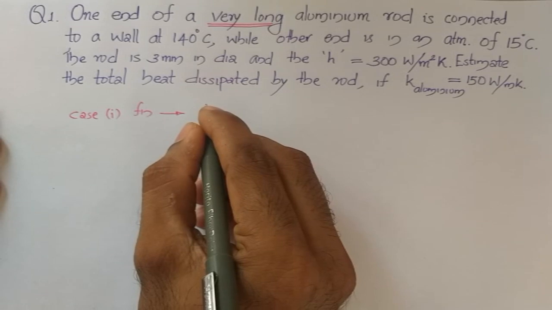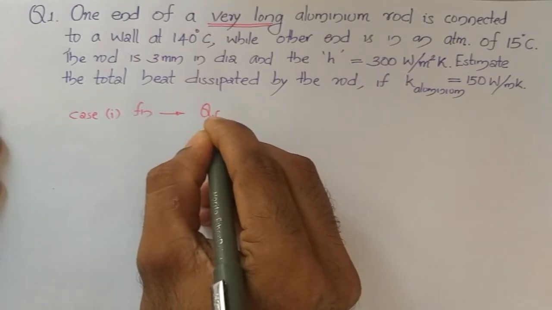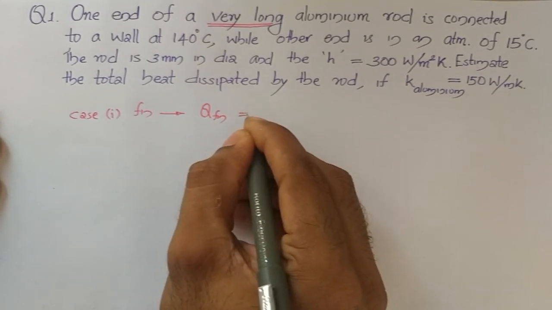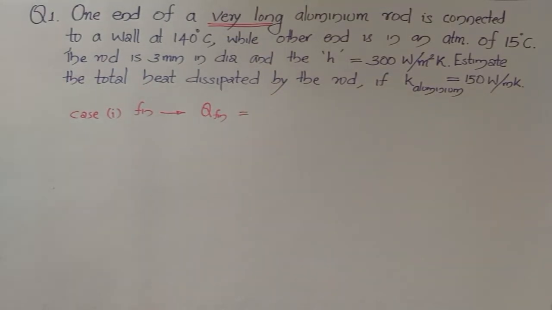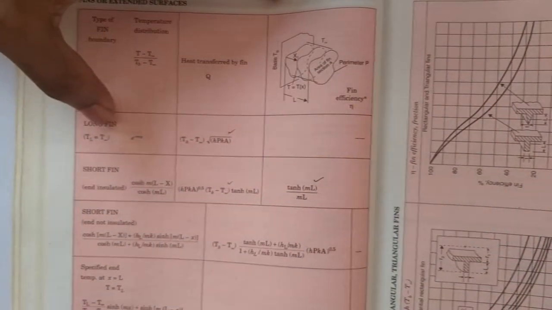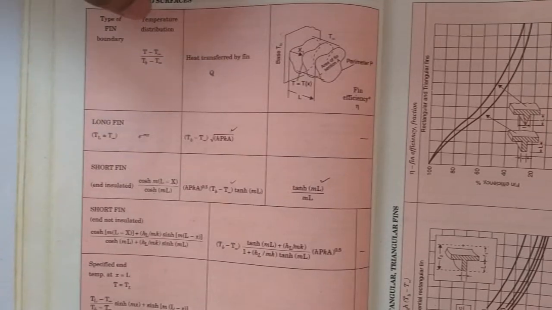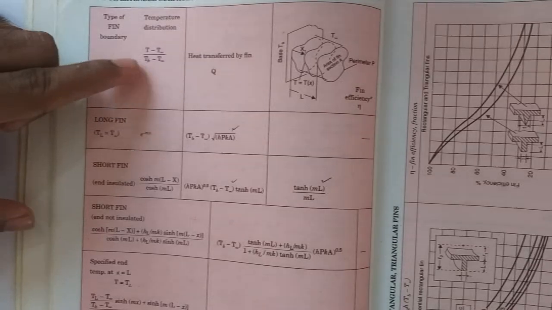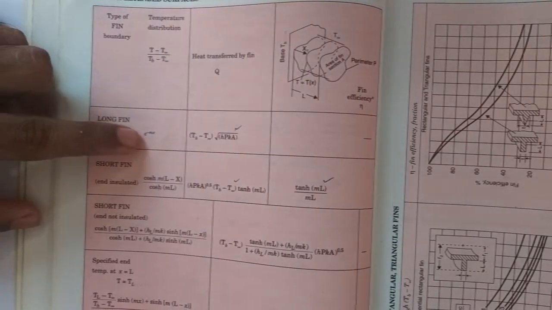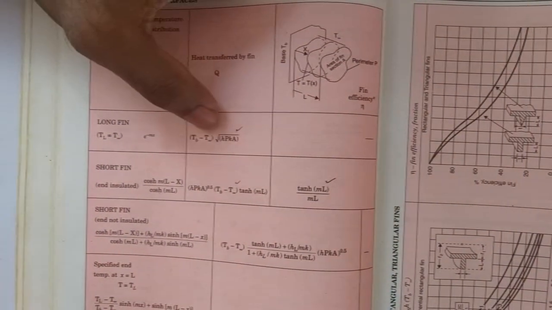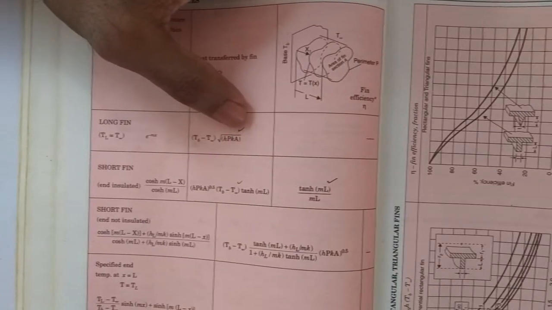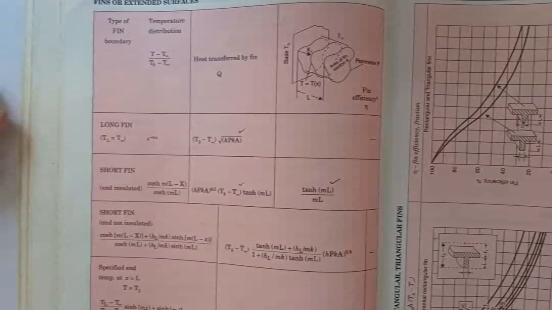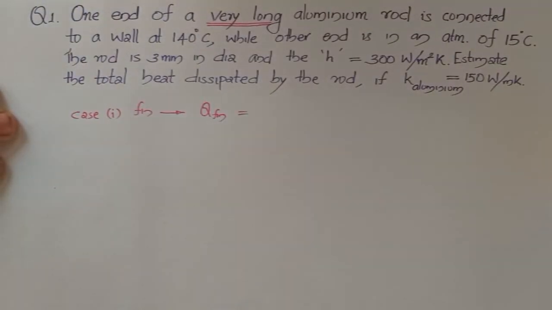So here you have to calculate the total heat transferred by the fin, and so you have to obtain the equation. From the data book, you are having the infinitely long fin here, and the temperature distribution is given in this equation: (T minus T infinity) divided by (Tb or T naught minus T infinity) equal to e raised to minus mx, and the heat transferred by the fin is also given, square root of hPkAc into (Tb minus T infinity). So you have to find only the heat transferred by the fin.